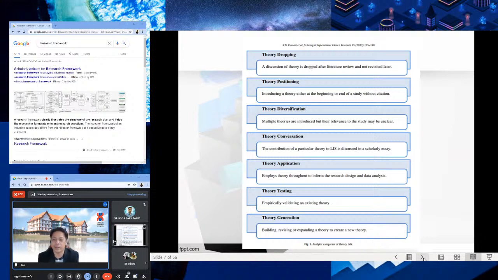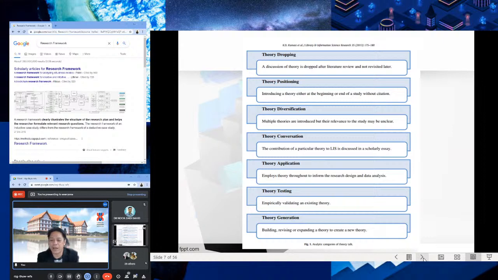Then we need to test. In research activity, before we go further, we need to develop the framework. We also need to look into theory testing, how we are going to test the theories. Normally we test the theory through empirical validation of existing theories, because we don't have any idea about our new theory that we found from our research, but we need to test first.